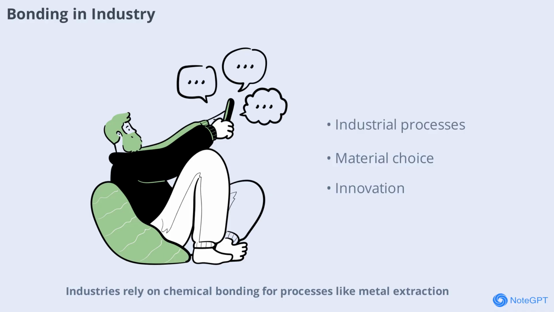Industries rely on chemical bonding for processes like metal extraction, plastic manufacturing, and pharmaceutical production. The choice of materials and reactions depends on the types of bonds involved. A deep understanding of bonding enables innovation and efficiency in industrial chemistry.